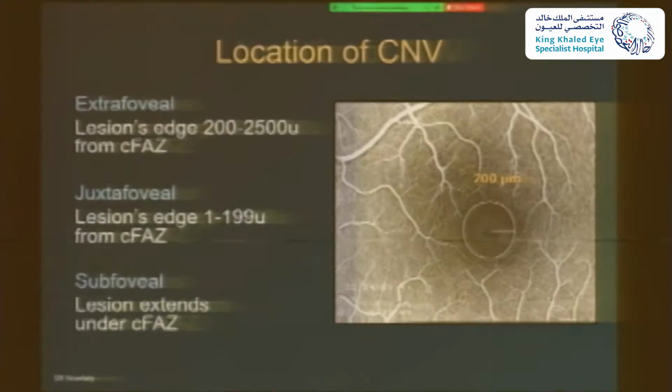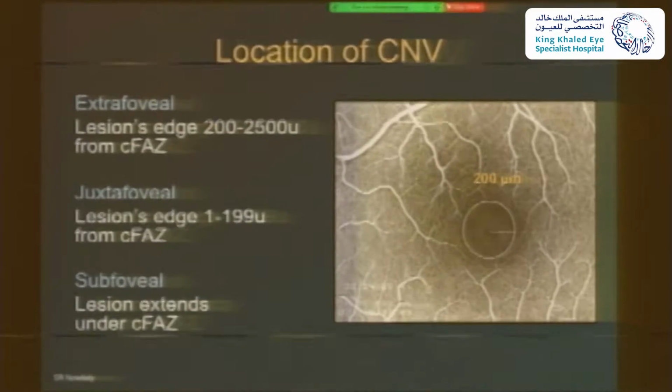350, somebody said 350? Okay, 300 to 500. 300 to 500 is usually the diameter of the FAZ. So if it's 350, half of 350 is 175. So anything that is 200 microns, if you have a CNV right there, for instance, or here, and it's 200 microns from the center, it's called an extrafoveal, okay?